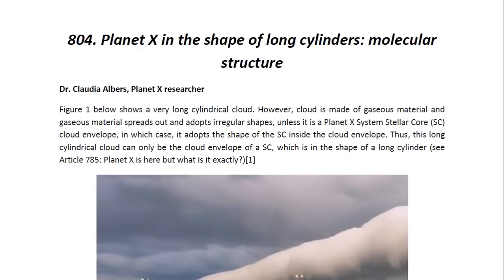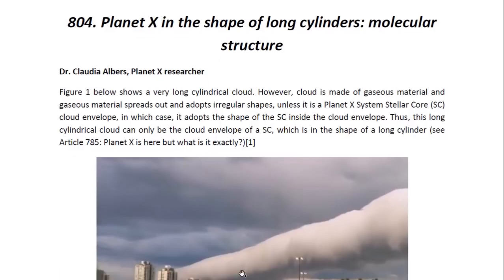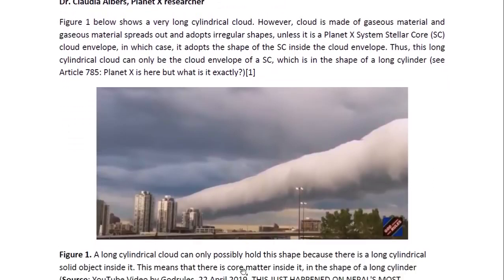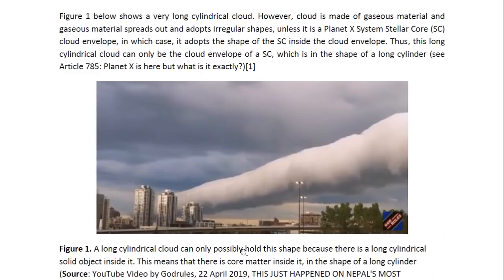This one's entitled Planet X in the Shape of Long Cylinders, Molecular Structure. Now, figure 1 below shows a very long cylindrical cloud. However, cloud is made of gaseous material, and gaseous material spreads out and adopts irregular shapes, unless it is a Planet X system stellar core cloud envelope, in which case it adopts the shape of the stellar core inside the cloud envelope. Thus, this long cylindrical cloud can only be the cloud envelope of a stellar core, which is in the shape of a long cylinder.